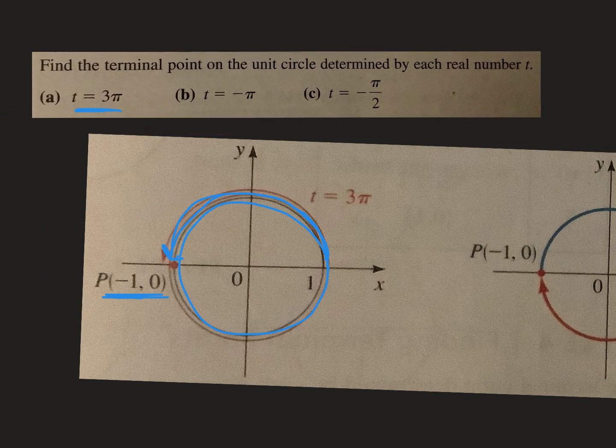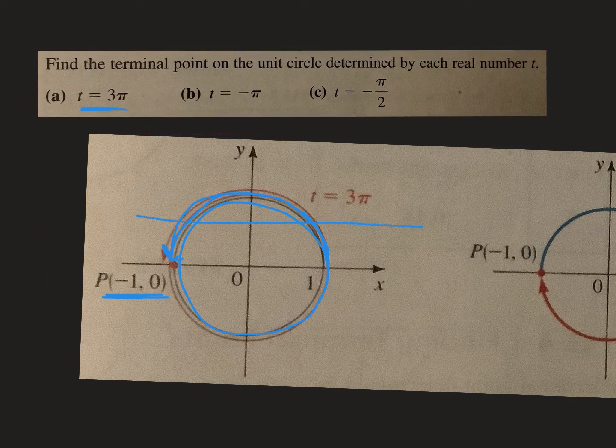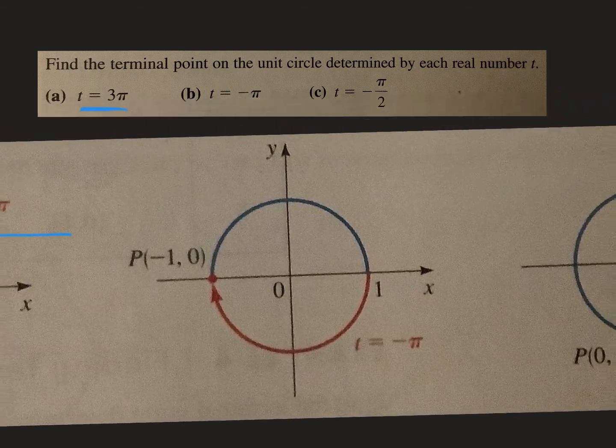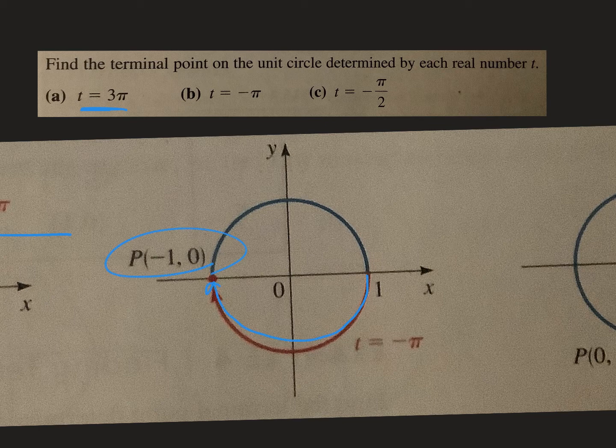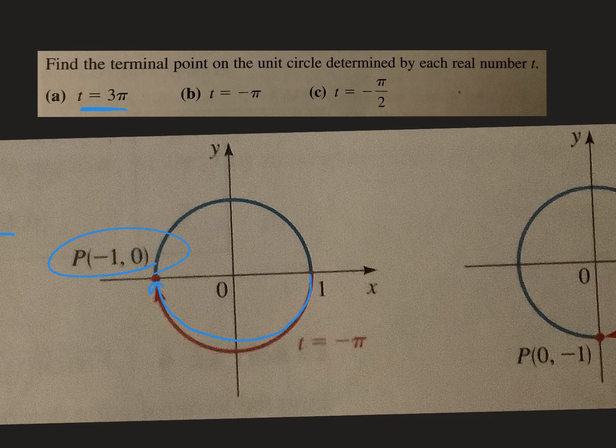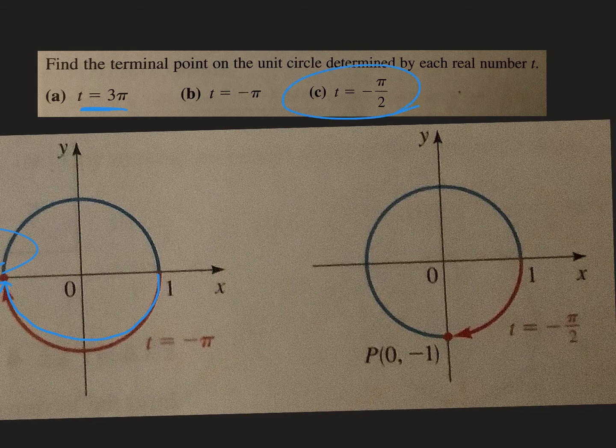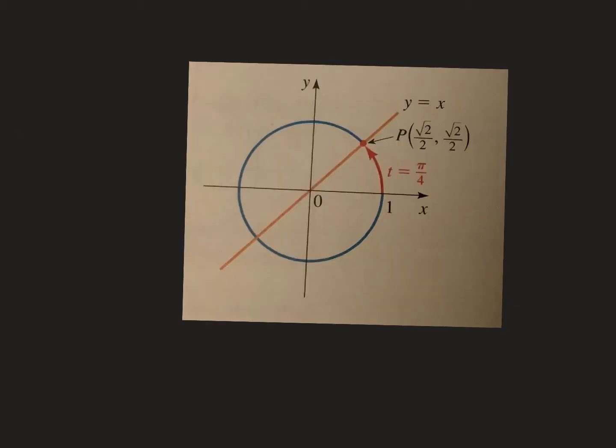The second question says negative pi. If I go to negative pi, all I'm doing is going the opposite direction, negative 1 pi. So I'm going to negative pi right there. What's the terminal point? The terminal point is negative 1, 0. And the last one says negative pi over 2. I'm going halfway to negative pi. You can see the picture right here. There's the point, 0, negative 1. So when I ask you what the terminal point is, it's asking you what the x and y coordinates are at those numbers.